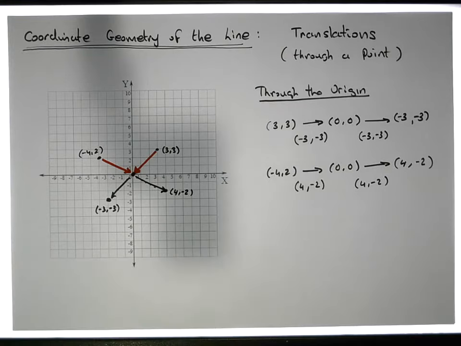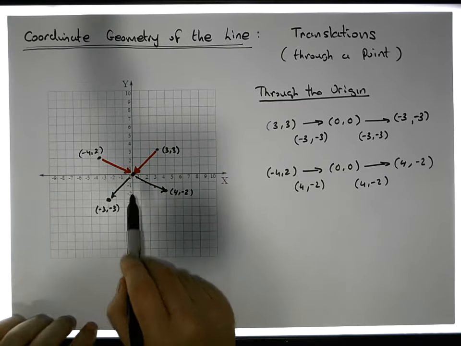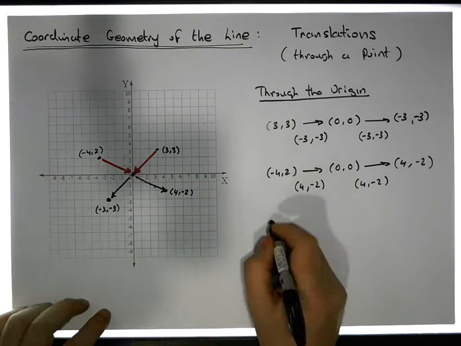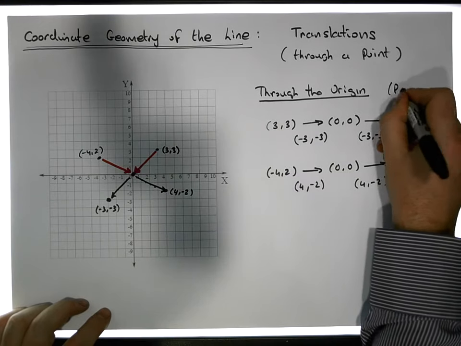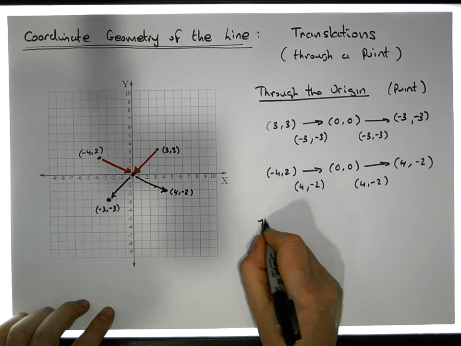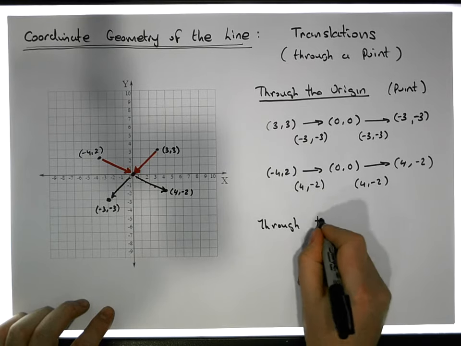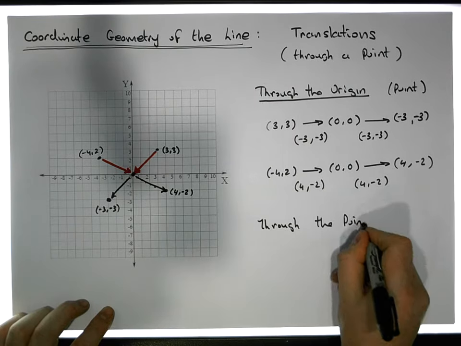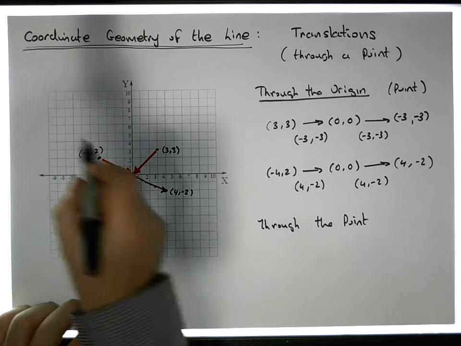Okay? We don't have to do transformations through the origin. But we're still doing them through points. So we're still going to transform through a point. So let's say a transformation through the point, not the origin this time. Let's just pick a point in space.